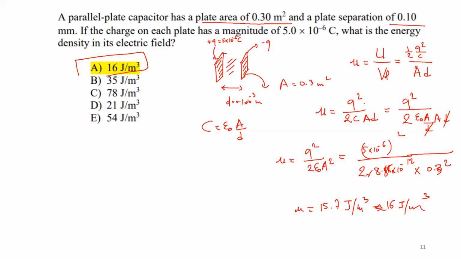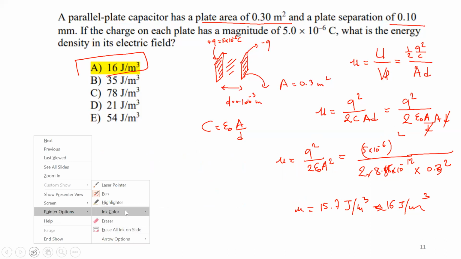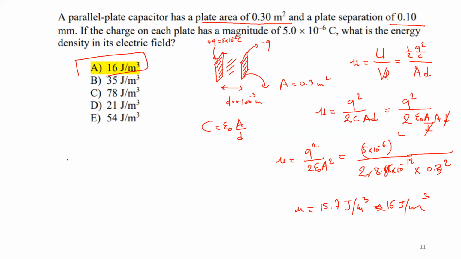Another way to solve the same problem is to say that your energy density, U, which is in joule per meter cube, instead of saying that it's the electric potential energy divided by volume, you can just say that it's half epsilon naught electric field squared.